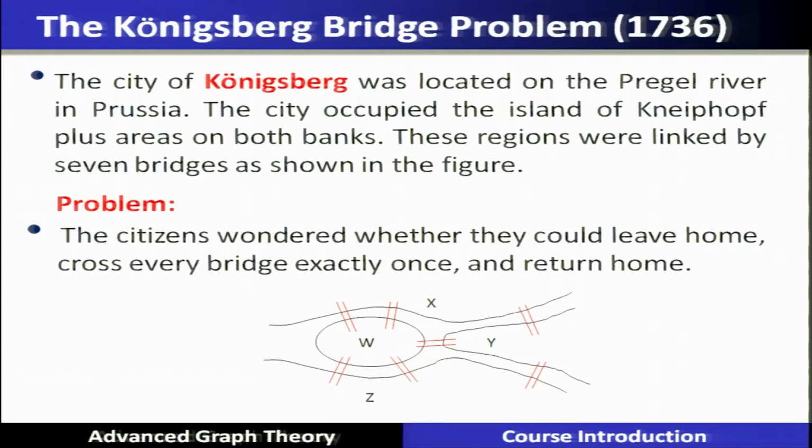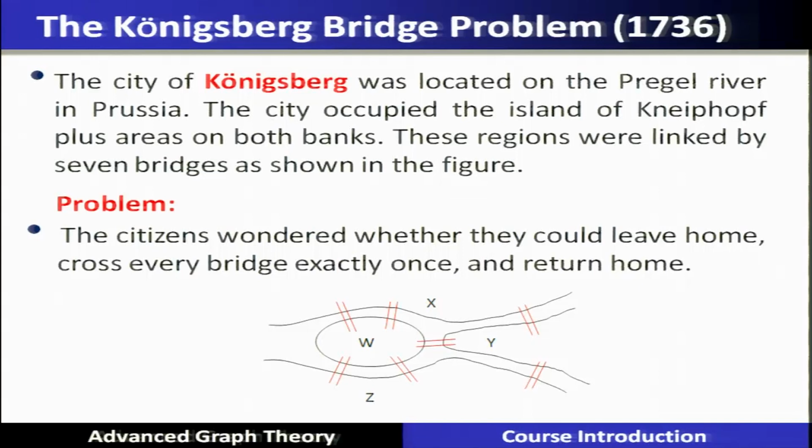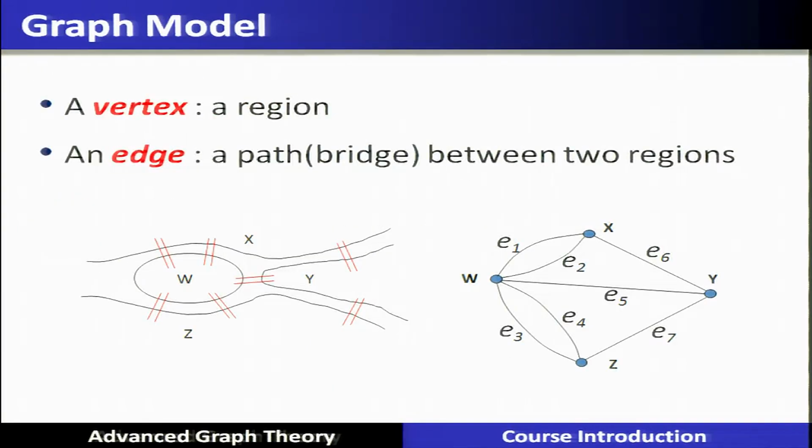The Königsberg bridge problem in 1736 gave birth to graph theory. The Königsberg city was located on the Pregel river in Prussia. The city occupied the islands plus areas on both the banks. These regions were linked by 7 bridges. The citizens wondered whether they could leave home, cross every bridge exactly once and return back home. This problem was posed in 1736 to the mathematician Euler.